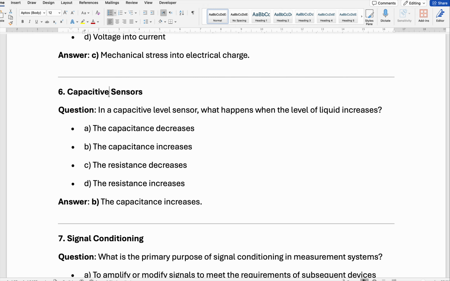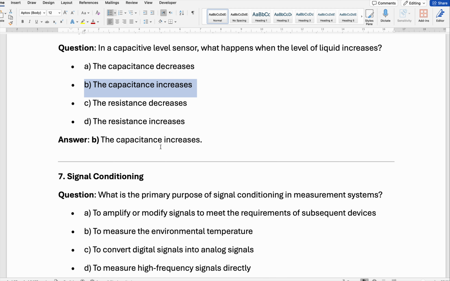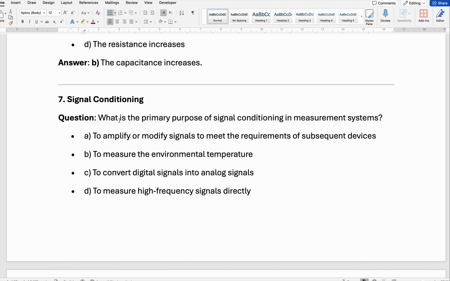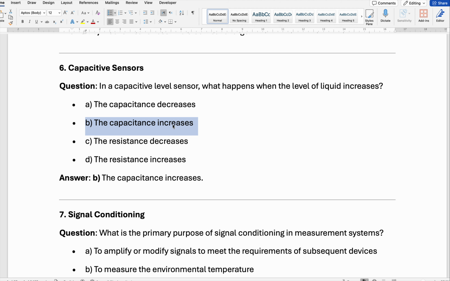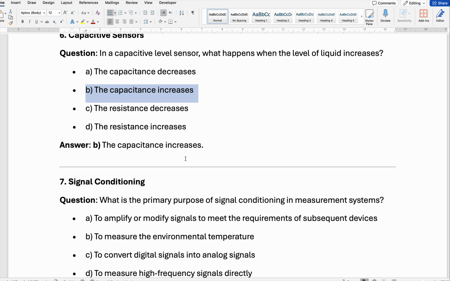A capacitive sensor depends on the medium, and a capacitive level sensor. What happens when the level increases? Well, when the level increases, the capacitance will increase. Again, why does the capacitance increase? It increases because you're having the medium transfer more charges between the two plates that act as a capacitor.